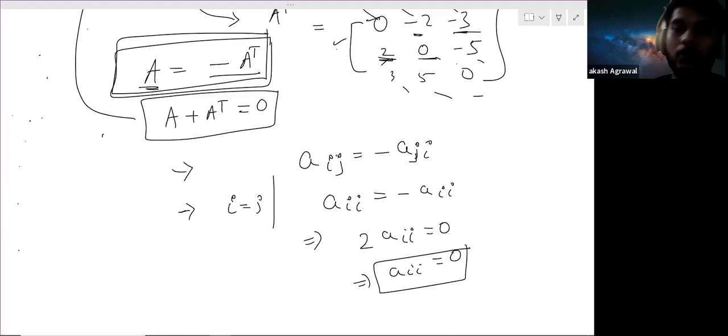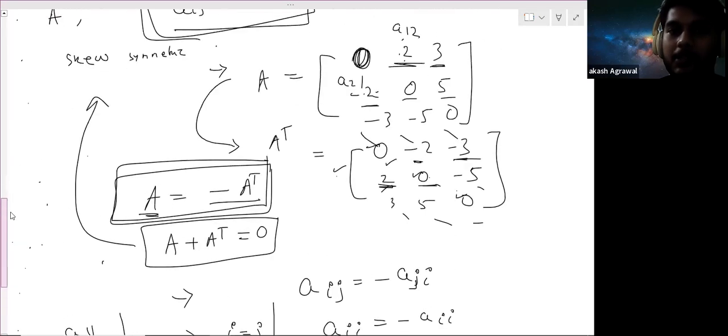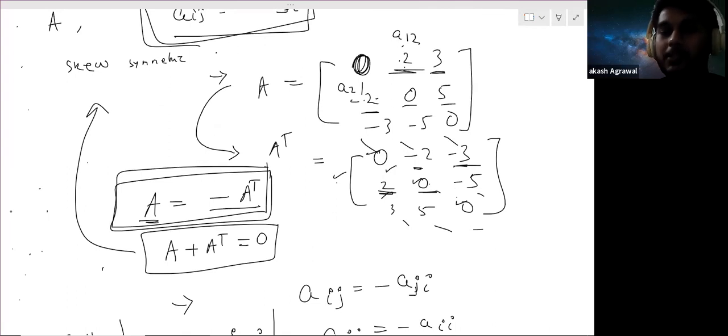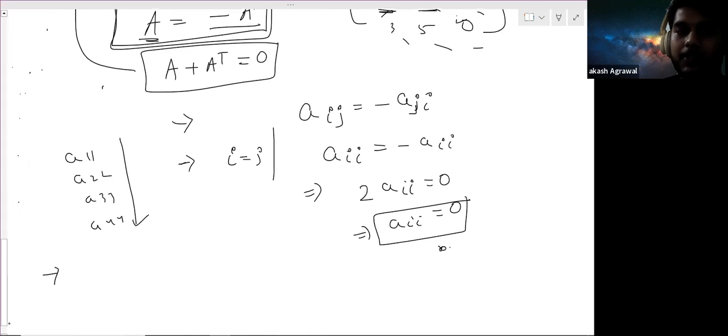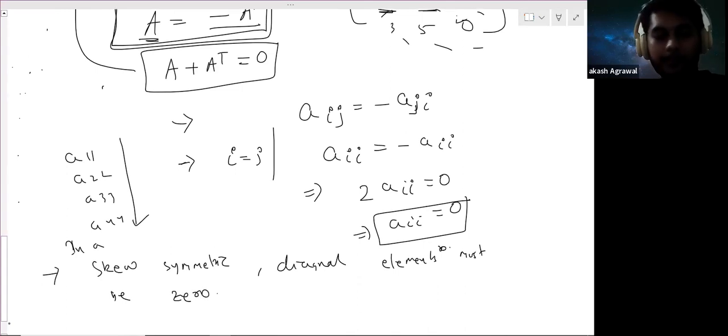So what does this mean, aii? Row and column are the same, that means a11, a22, a33, a44, all the diagonal elements must be 0. So in a skew symmetric matrix, the diagonal elements always have to be 0. So write this down: skew symmetric matrix, diagonal elements must be 0. All right, Aliza, clear here?